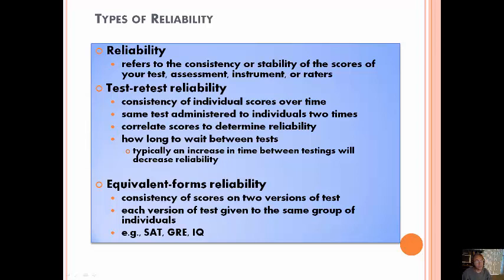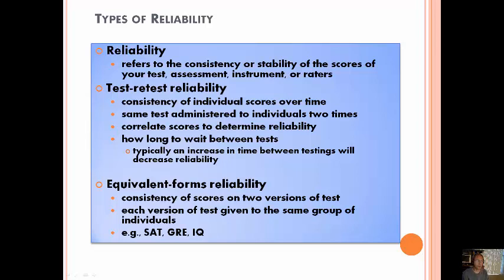The question is how long to wait between tests. Typically, an increase in time between testings will decrease the reliability. There are some tests that are quite reliable over time. Certain personality traits tend to be reliable over a long period of time, over years, sometimes even decades. Some, though, we can't count on more than a month or two.